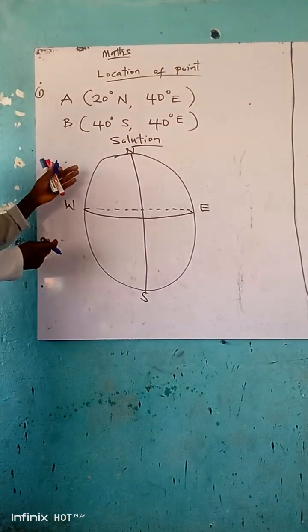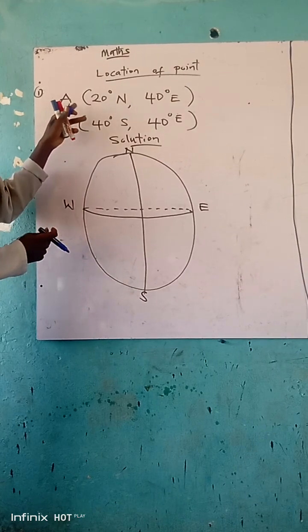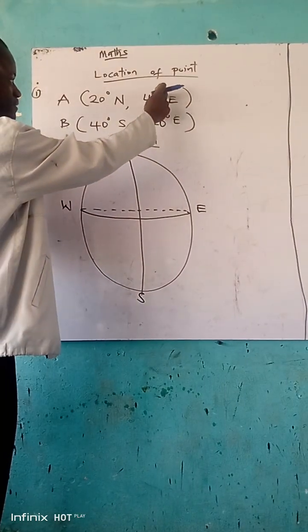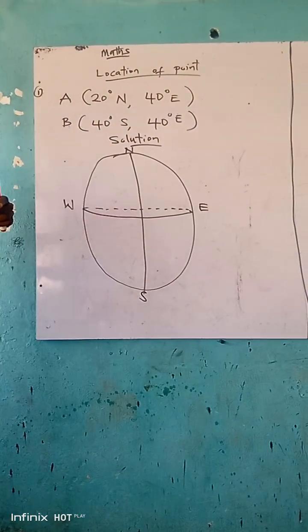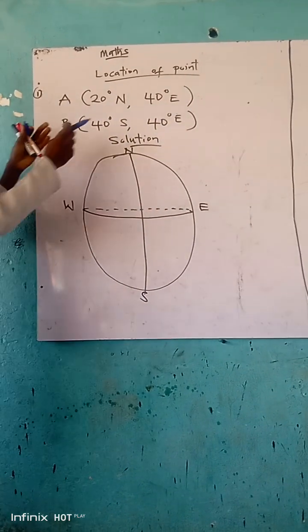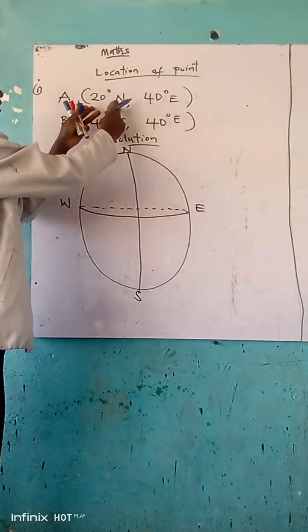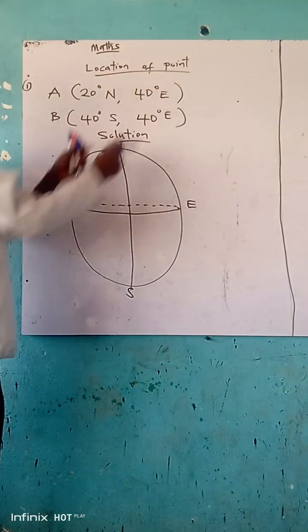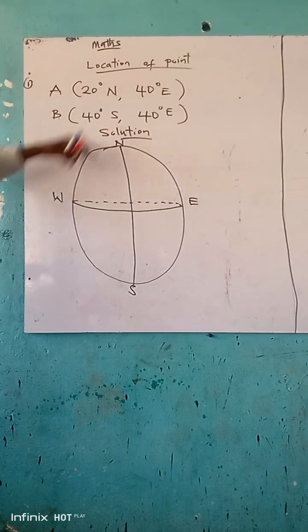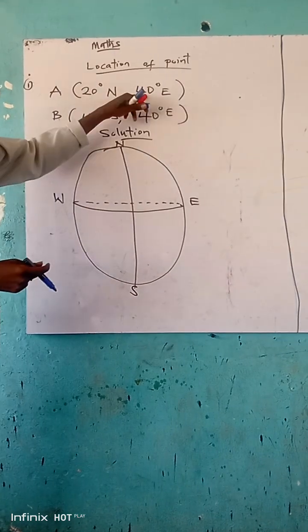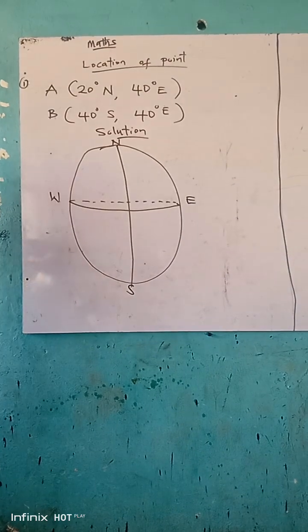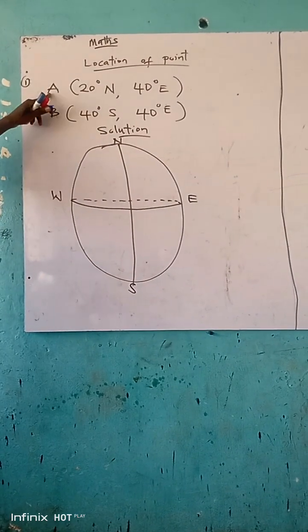The first point, A, is 20 degrees north and 40 degrees east. Now remember, in our last class, I also made mention that in locating our points, we start with the latitudes before the longitudes. If that's the case, we are going to locate this 20 degrees north on the latitudes, while we locate 40 degrees east along the longitudes. So let's do that for point A.